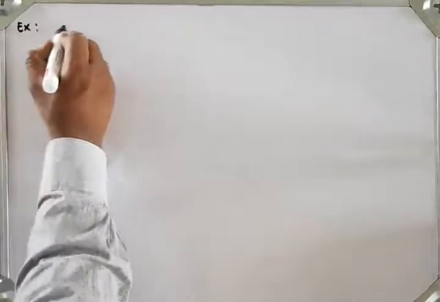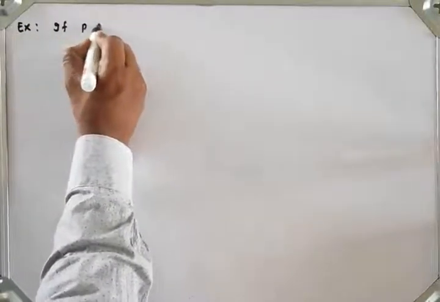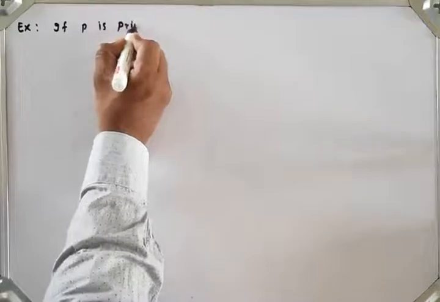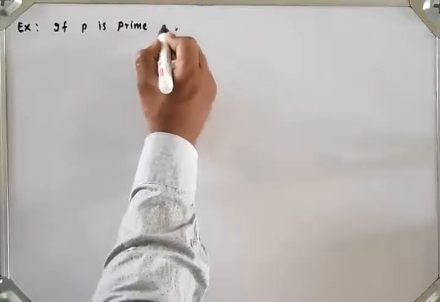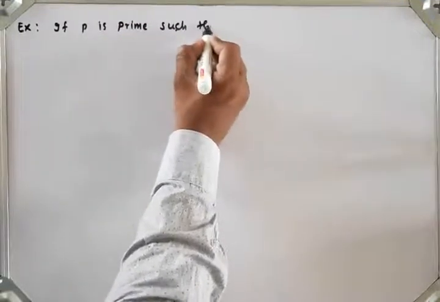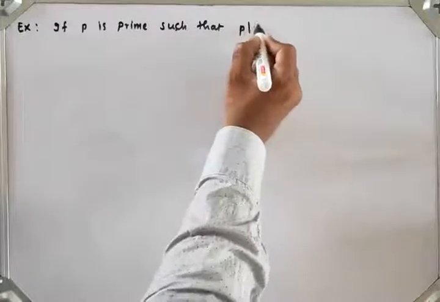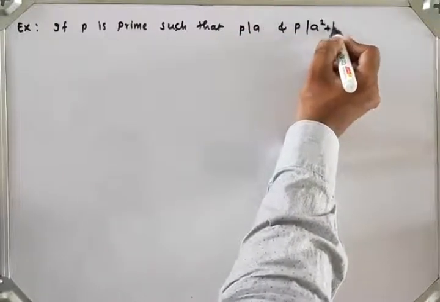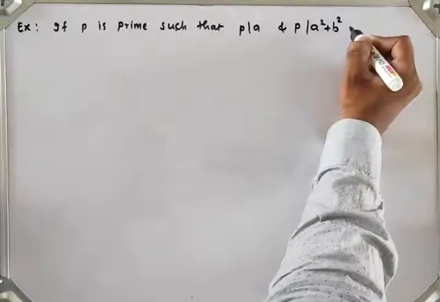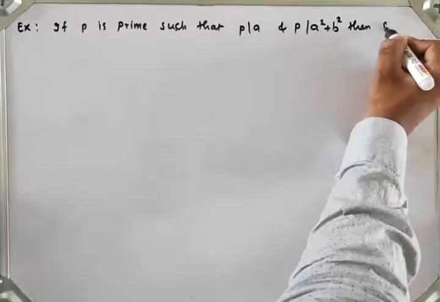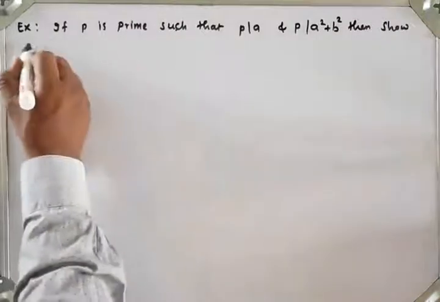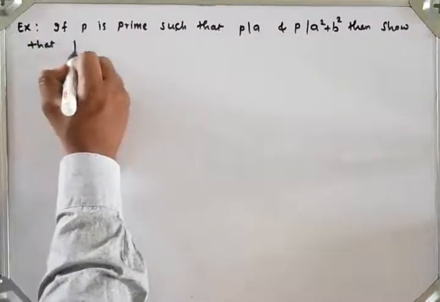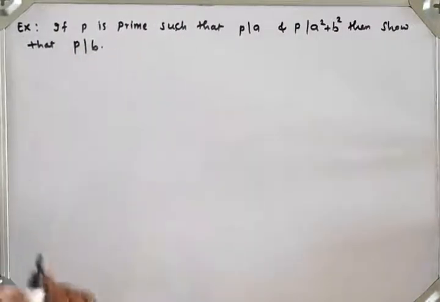Let's see another example. If p is a prime number such that p divides a and p divides a square plus b square, then show that p must divide b.